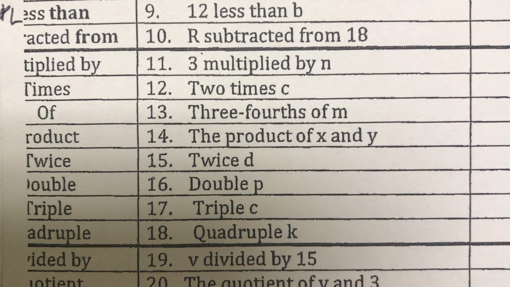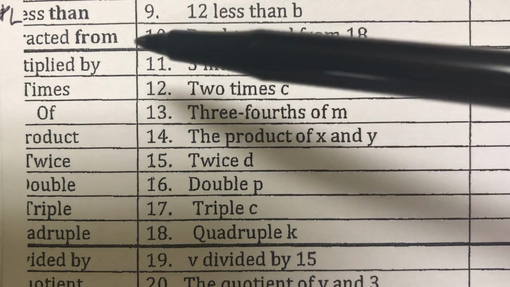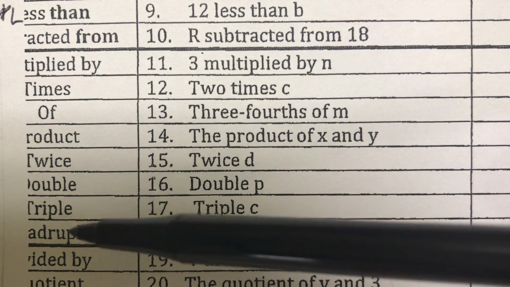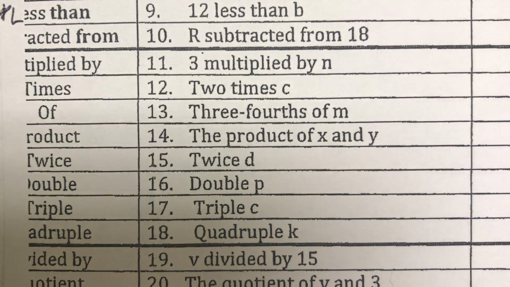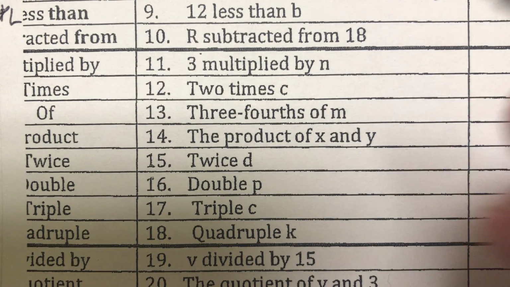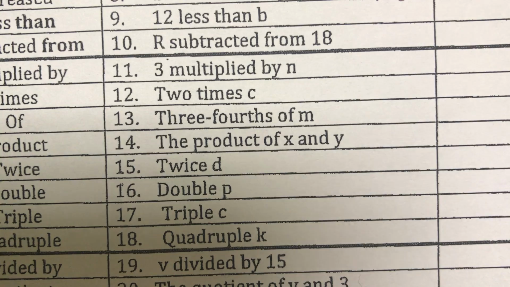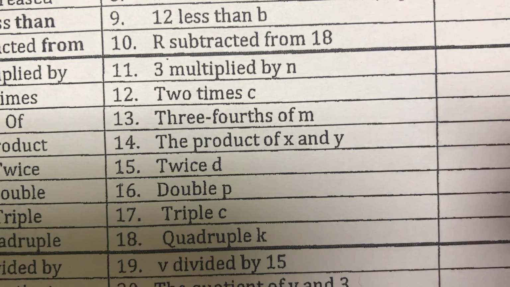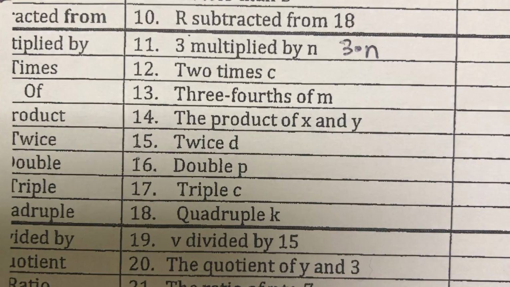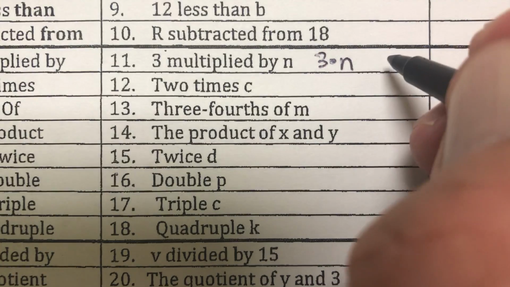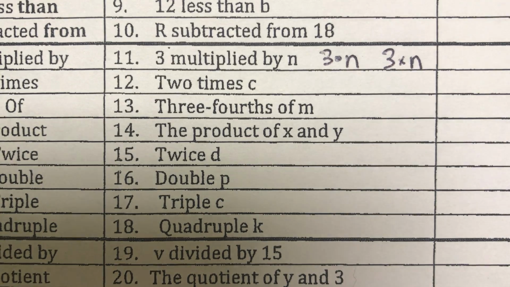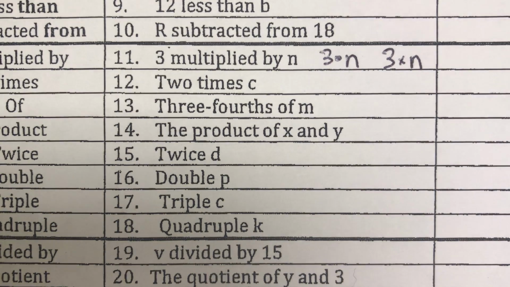There's a lot of different words that can be used for multiplying. Multiplied by, times, of, product, twice, double, triple, quadruple. Okay, all of these mean that you're multiplying something by something else. So 3 multiplied by n, there's a lot of different ways we can do that. We can do 3 and then the little dot n. Or we can do 3 and then a little x for multiplying n. And both of these are correct.